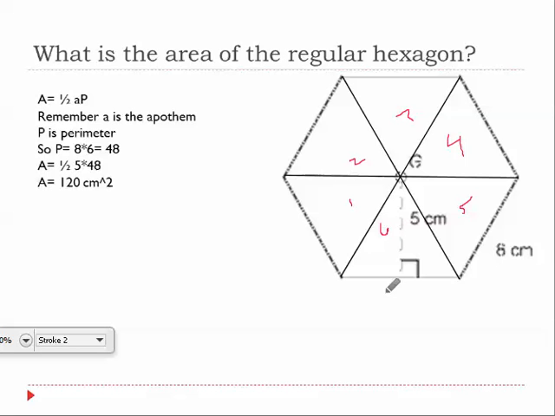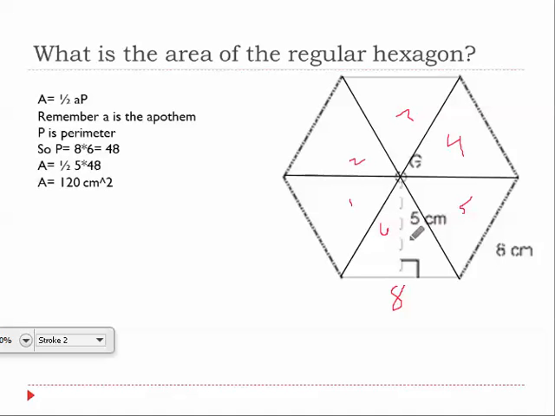Each triangle has a base of 8. And 8 times 5 is 40, divided by 2 is 20. 20 times 6 gives me that 120. That is the area of the hexagon.